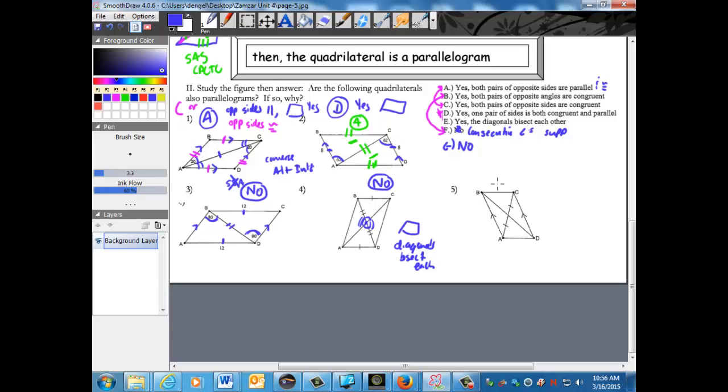All right, last one, 5. We have a mark here, a mark here. These lines are parallel, so alternate interior angles. That would be this angle and this angle. And then by vertical angles, these two angles are each congruent. Next, by angle side angle and angle side angle, by ASA, these two triangles are each congruent.